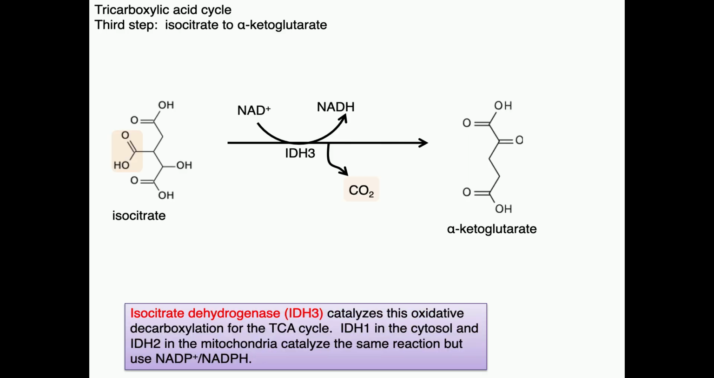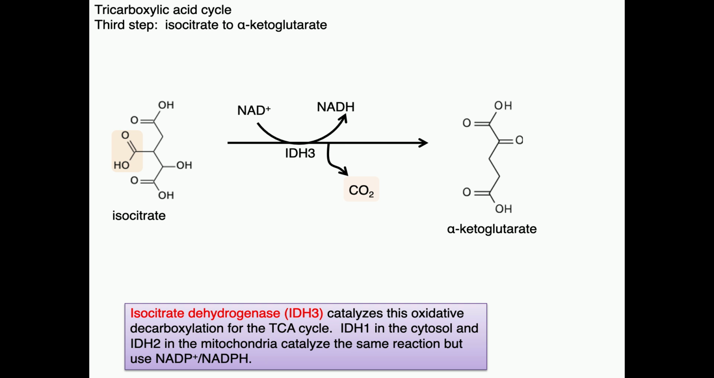Okay, so isocitrate dehydrogenase is the rate-limiting step in the TCA cycle. There are 3 different isocitrate dehydrogenase enzymes. The TCA cycle enzyme is referred to as IDH3. It's also referred to as NAD+ dependent isocitrate dehydrogenase. The other 2, IDH1 and IDH2, are using NADP as an electron acceptor. The TCA cycle version is using NAD+.